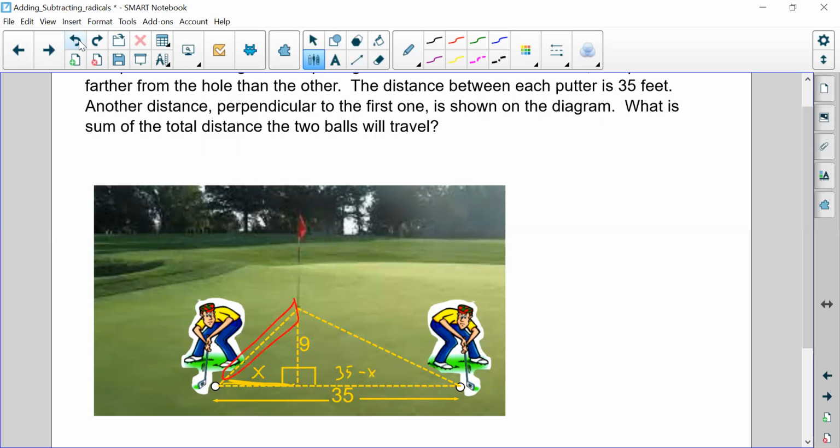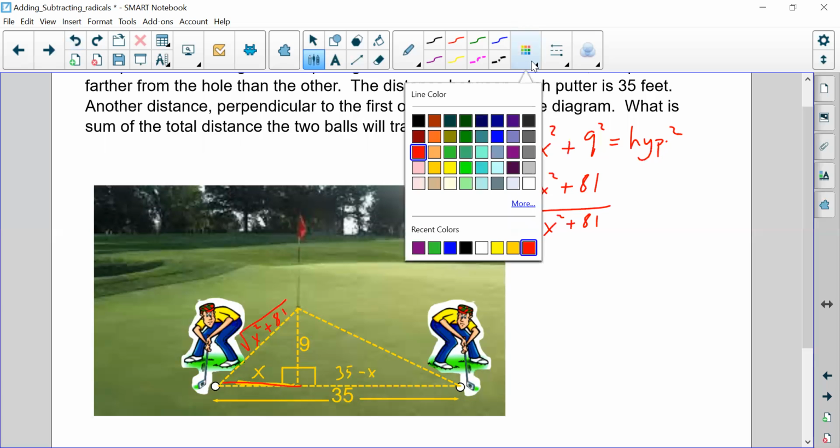Let's start with this one first. I need to take leg squared, which is x, plus the other leg squared equals that hypotenuse squared. So that's x squared plus 81. So I need to take the square root of x squared plus 81. That is exactly how long this ball needs to travel. The square root of x squared plus 81. X is that distance, this distance right here. So it depends on how big x is. That will impact how far that ball needs to travel.